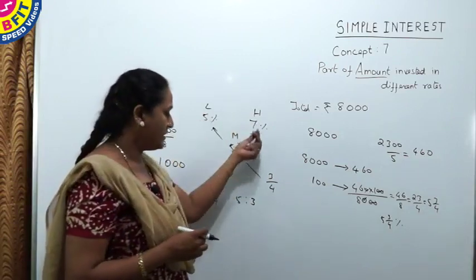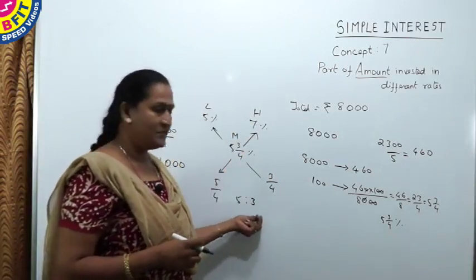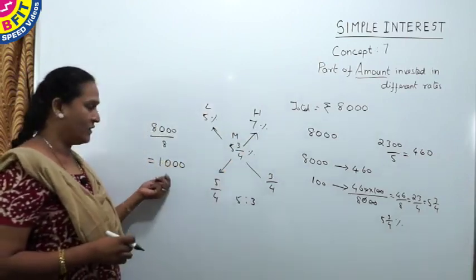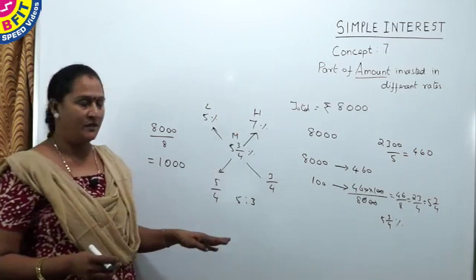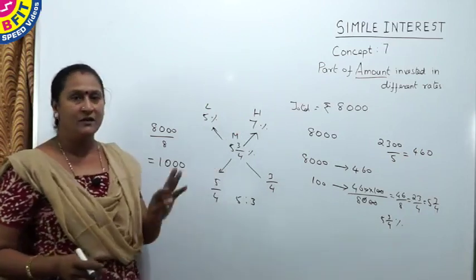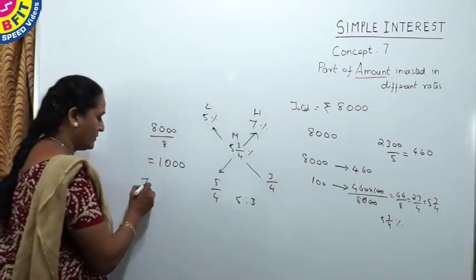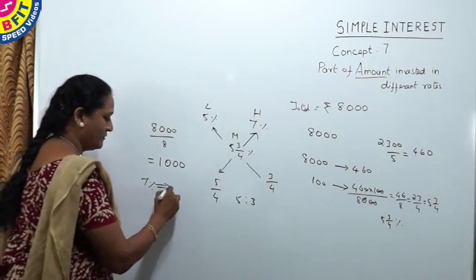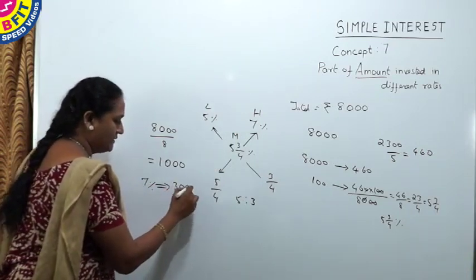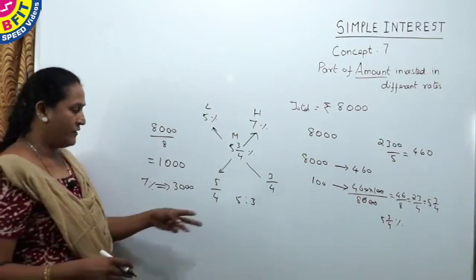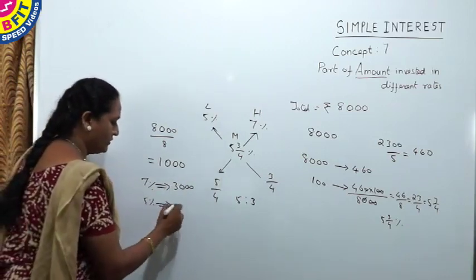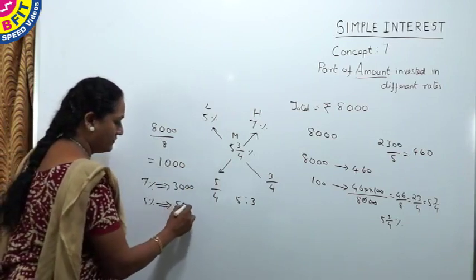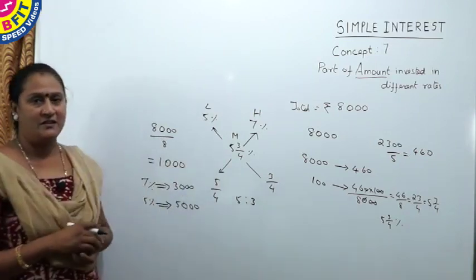Here the question is, what is the amount lent at 7% rate of interest? For 7%, how many parts have we lent? 3 parts. What is the value of one part? 1,000. So what is the amount deposited in 7%? It is 3 into 1,000, 3,000. So in 7% rate, the amount deposited is 3,000. If they ask for 5%, it is the remaining amount in 8,000. 5,000 is the answer.